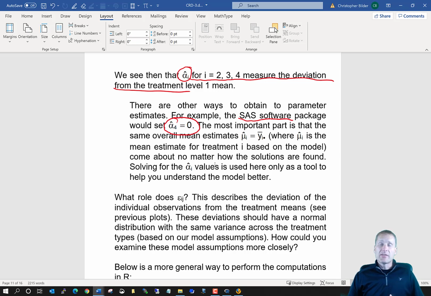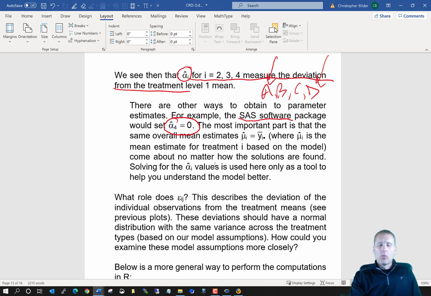Where what R does is set the first treatment level always, in terms of some kind of ordering of the treatment levels. It's always going to set the first one to be equal to 0. So if we had, let's say, treatment levels A, B, C, and D, R would set the A level to be 0 for that alpha. SAS would set the D level to be 0. Okay.